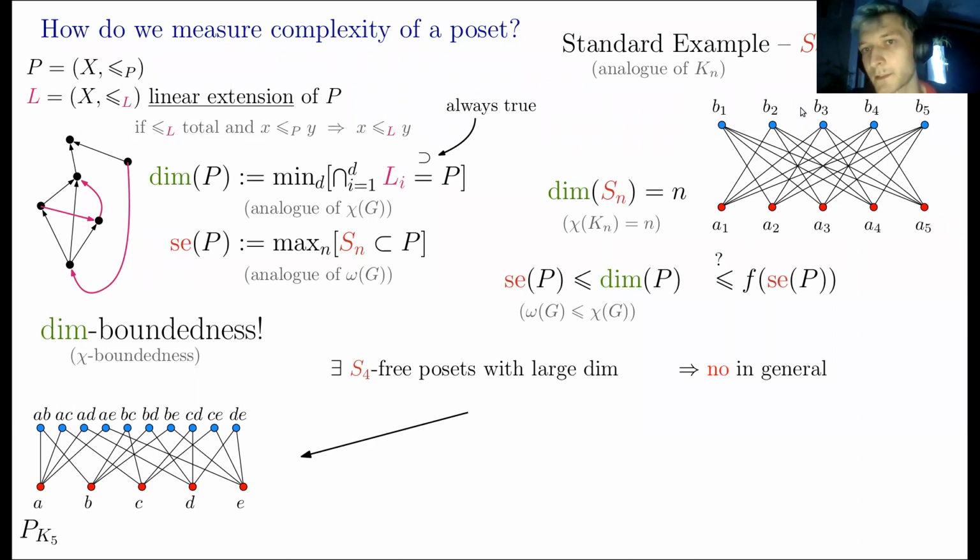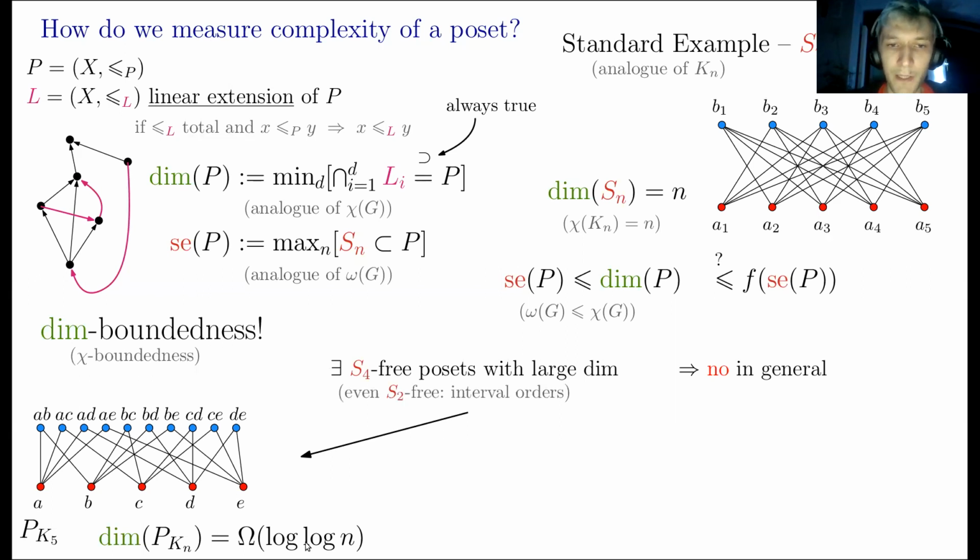So, in the standard example world, this degree of maximal elements is n-1, so 4 minus 1 is 3, so S4 is not possible here. And one can prove, but this is a different story, that the dimension of P_k^n is omega of double logarithm of n, so it's in particular unbounded.